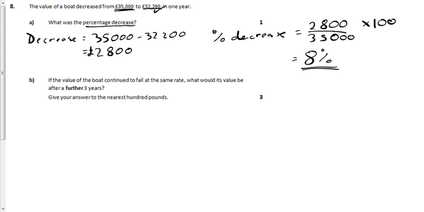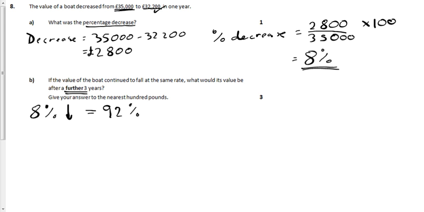Part B leads directly on from that. If the value of the boat continues to fall, what would its value be after a further 3 years? So an extra 3 years after that. So an 8% decrease means I would need to find 92% of its value. So this is essentially a compound interest question.